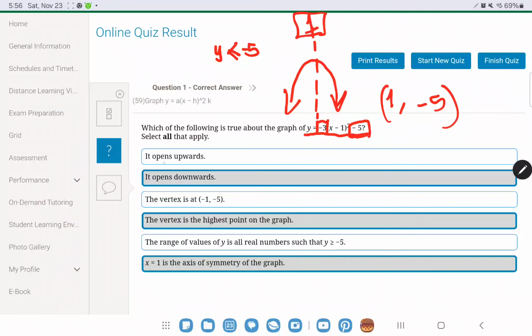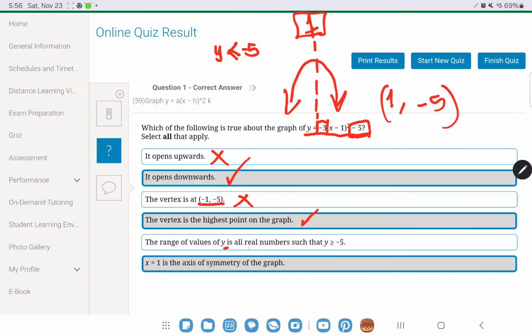Now let's read the options. It opens upwards. No, it doesn't open upward. It opens downwards. Yes. Vertex -1, -5. No, we said it's +1, -5. So this is wrong. Vertex is the highest point on the graph. Yes, since it's opening downwards, the vertex is the highest point on the graph.